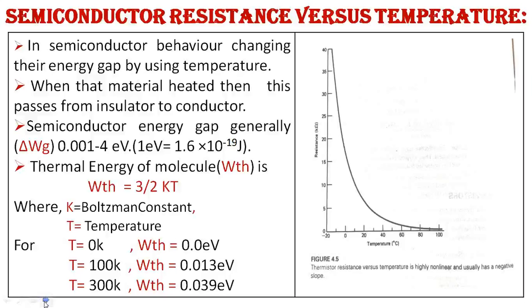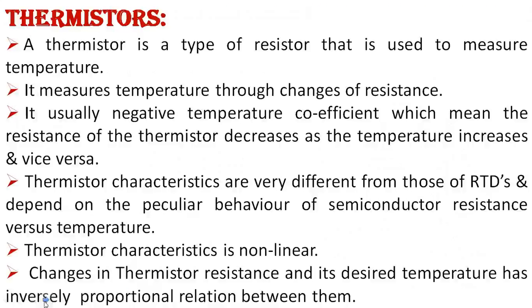The thermal energy of a molecule, WTH, is equal to 3/2 kT, where k is the Boltzmann constant and T is the temperature. For 0 Kelvin, WTH is 0.0 electron volt. At 100 Kelvin, WTH is 0.013 electron volt, and at T equal to 300 Kelvin, WTH is equal to 0.039 electron volts. That diagram shows the temperature and resistance response of a semiconductor material. Now the next concept is the thermistor.